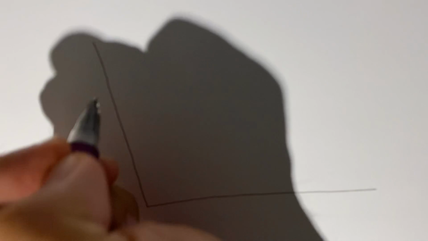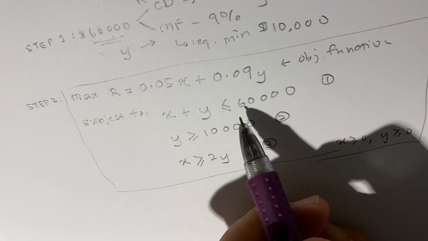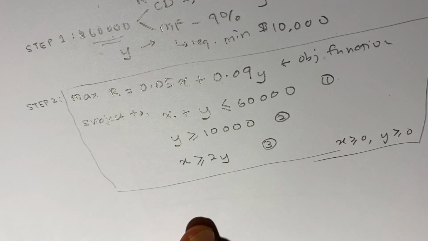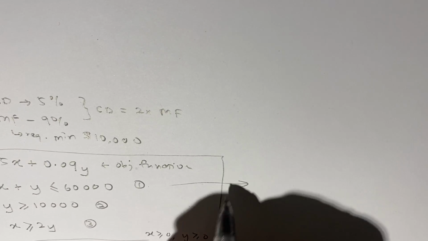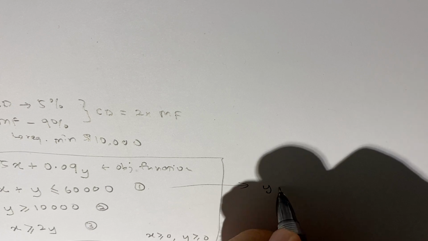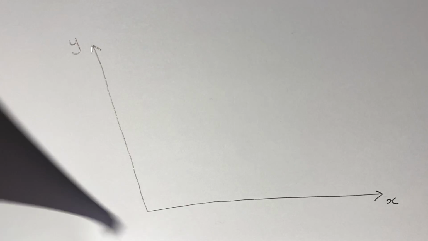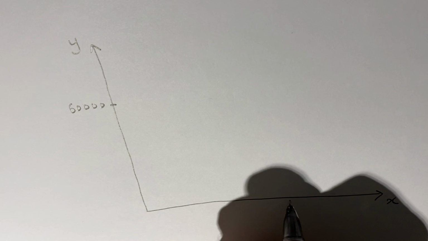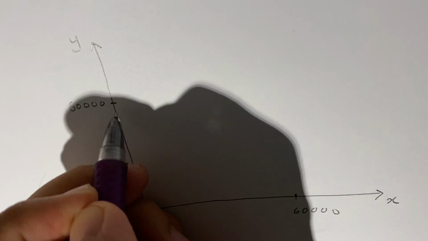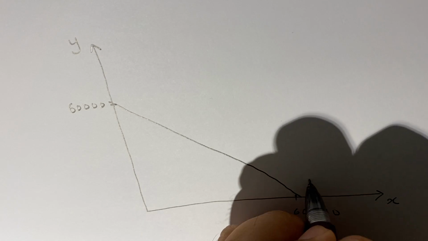If this is y and this is x, we have 3 equations. Let's come up with the first constraint, x plus y equals 60,000. To simplify this, y equals 60,000 minus x. So let me try my best here: 60,000 here, and 60,000 here. Connect these two. This is equation 1.